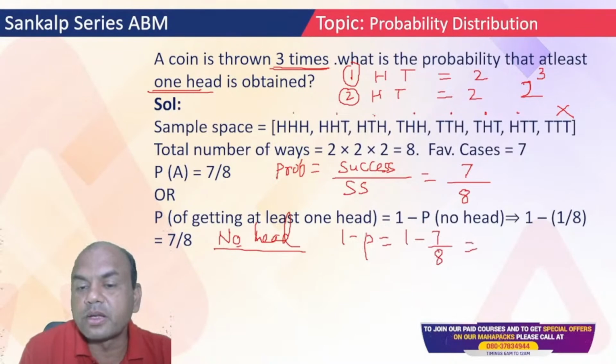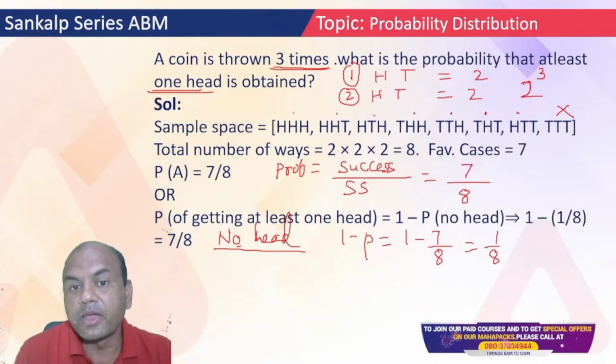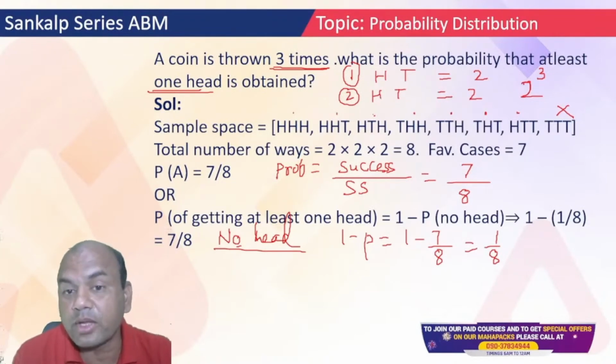So it is 1 upon 8. That is the answer for no head. Okay. If I ask you, I want at least two heads. Two heads. So in that case, what can be the possibility? At least, I am talking, at least.